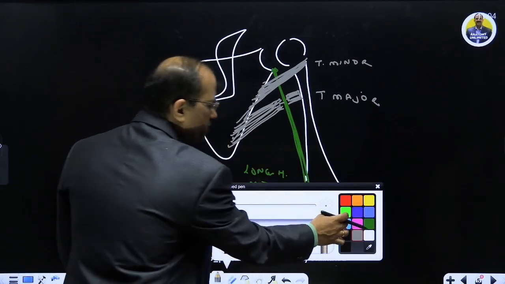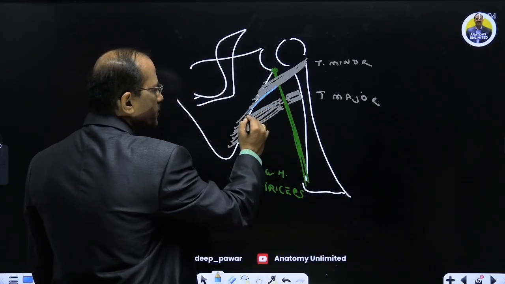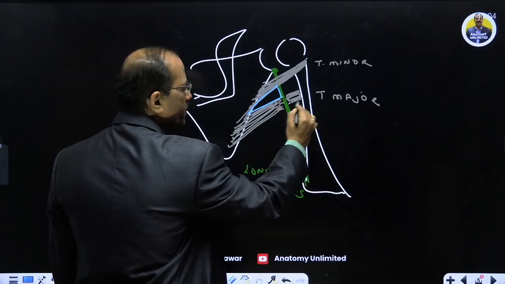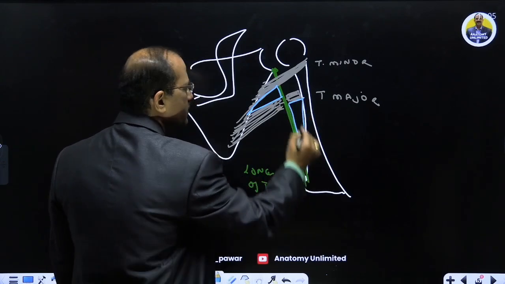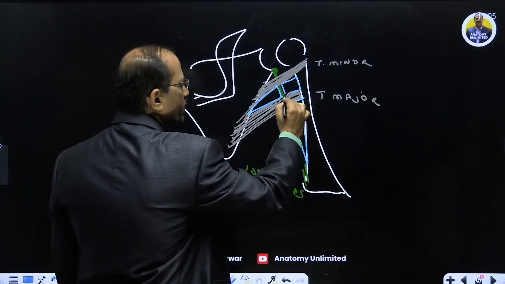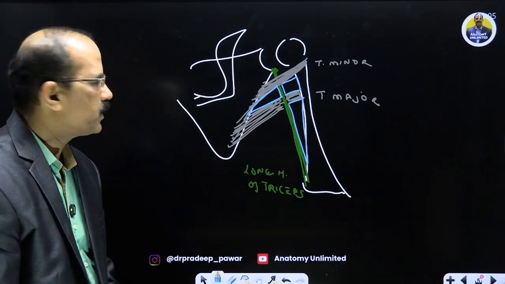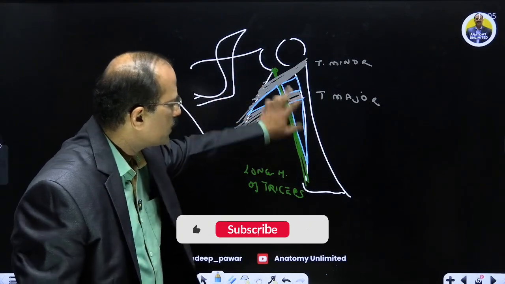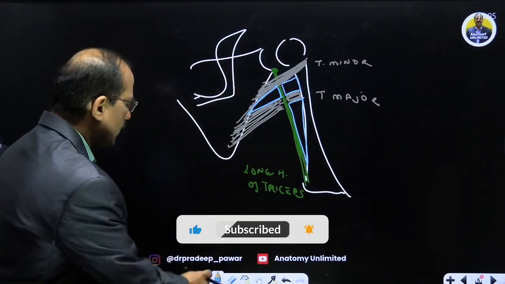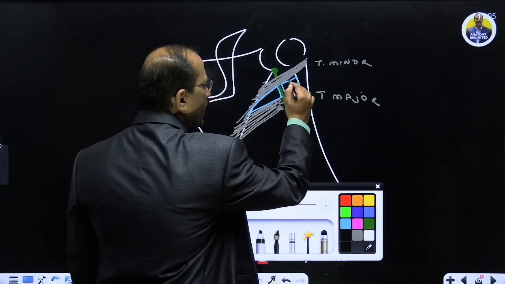You get three spaces here. What is this space? Upper triangular space. What is this space? Lower triangular space. And what's this space? That's the quadrangular space. Upper triangular, lower triangular, quadrangular. What passes through the quadrangular space is the axillary nerve.